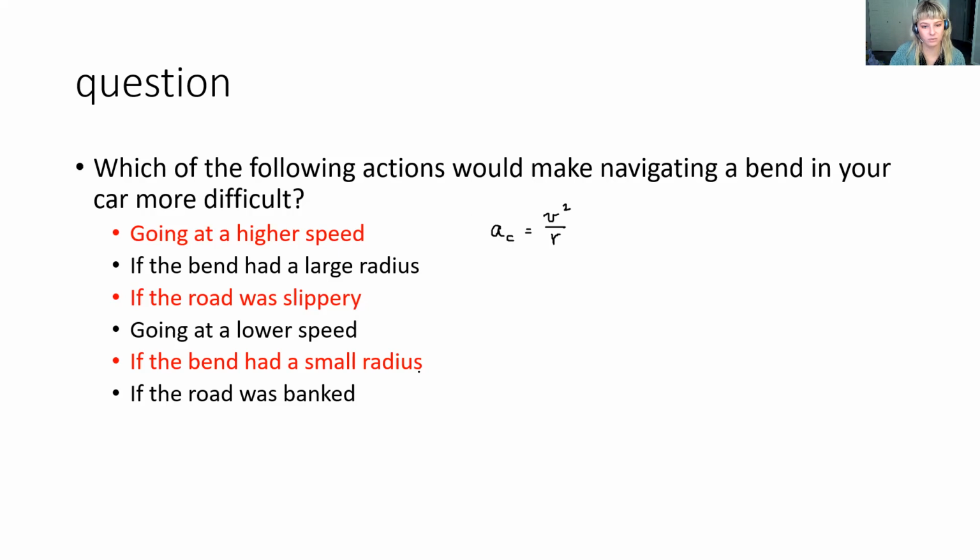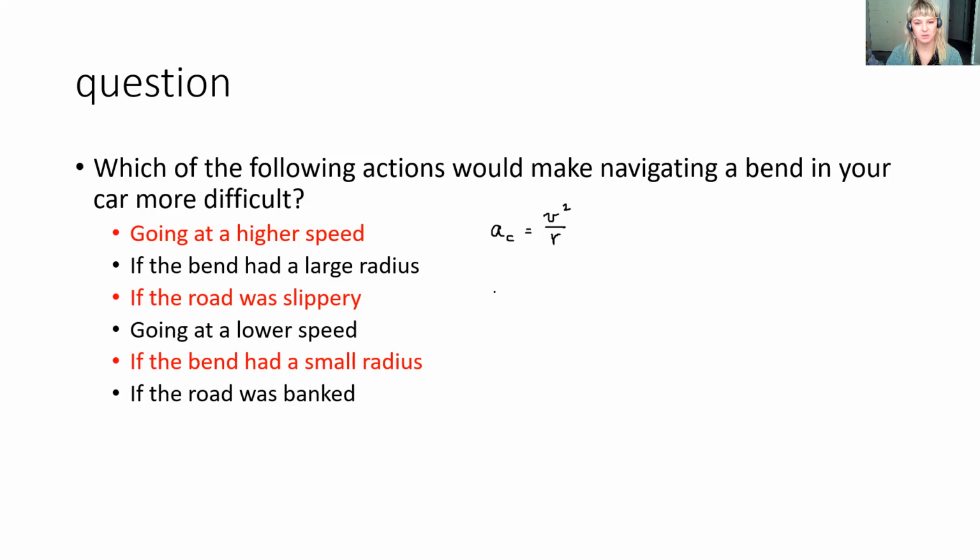If the bend has a small radius, remember radius and centripetal acceleration are inversely proportional. So if it's a small radius, then centripetal acceleration is going to go up and be large. And again, if I have a large centripetal acceleration, I've got to have a large centripetal force to keep me in that circular path. If the bend has a large radius, that's going to reduce my centripetal acceleration, making it easier to navigate.